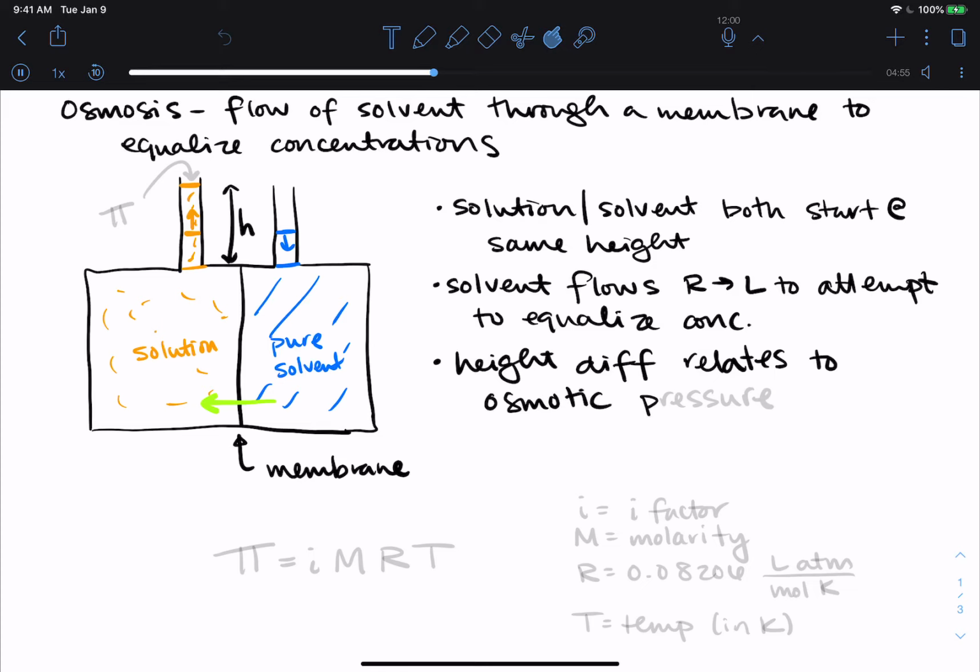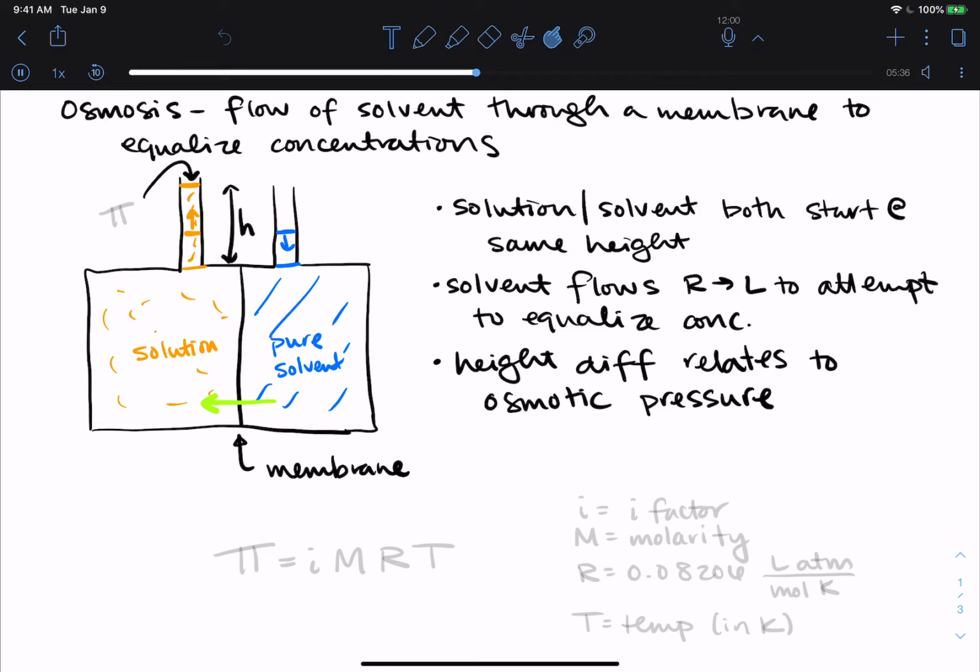So essentially what we're saying is the amount of pressure that you would have to put down on this side of the solution to stop the solvent from flowing in, that's the osmotic pressure. Now, if you put more pressure, you could push it in the other direction and get the solvent to filter out of the solution to give you pure solvent. That's how reverse osmosis water filters work. But we're going to talk about just the amount of pressure that it takes to stop it.